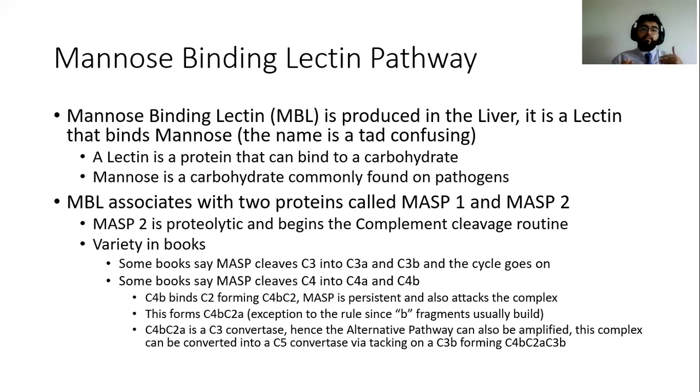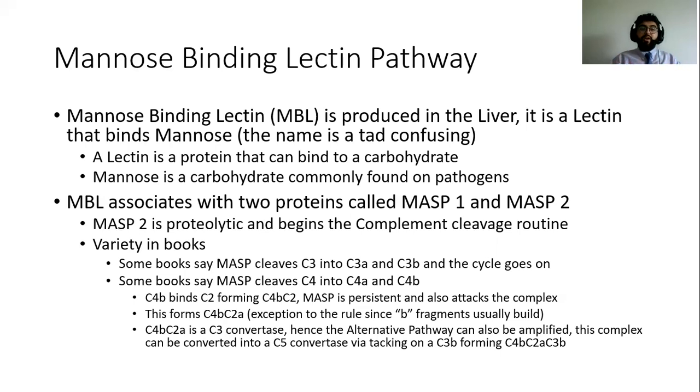C4, instead of binding factor B, is actually going to bind something called C2. And so C4bC2 is going to form. And instead of factor D, MASP acts again, and it's going to attack C2. Before, I usually told you that the B component is what builds the complex. C2 is the only exception where the A component builds the complex. So in MBL and also classical, it's different in this regard, because you have C4b, C2a.